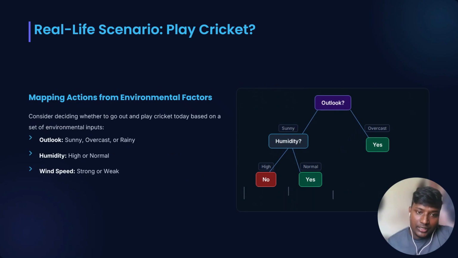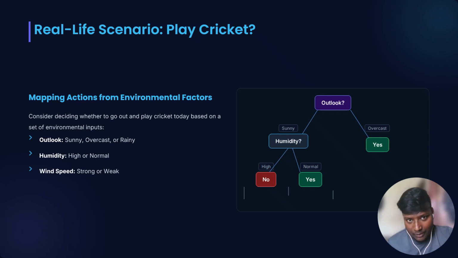And then let's consider a real life scenario. Let's put it into a concrete context. Imagine we are building a classifier to predict whether we should go out and play cricket today based on today's weather. Our inputs are the things we can easily observe outside. The outlook: it is sunny, overcast, or raining. The humidity: it is high or normal. And the wind: it is strong or weak.